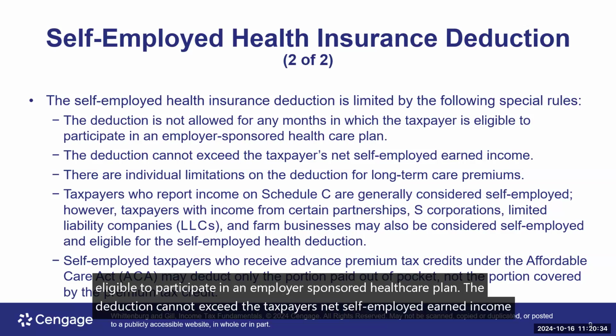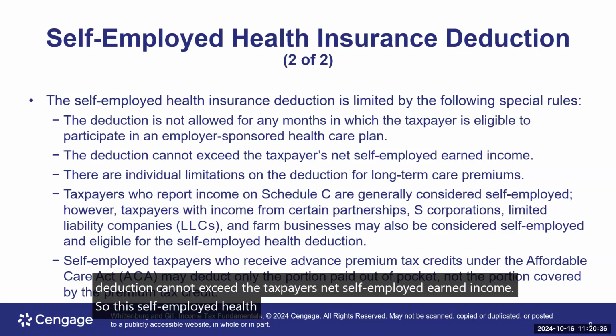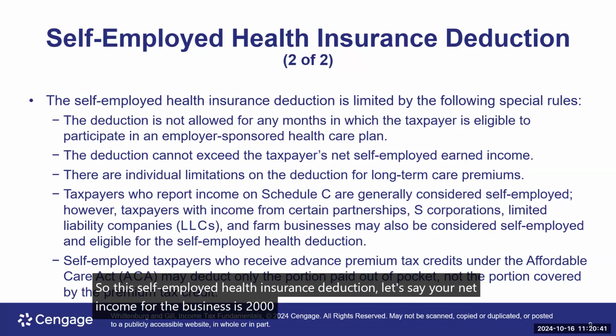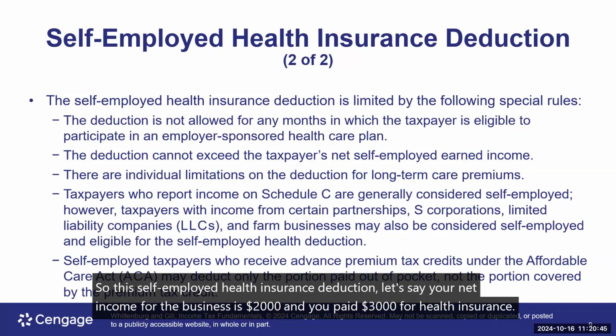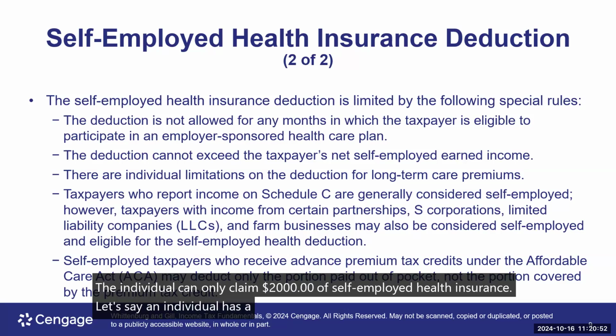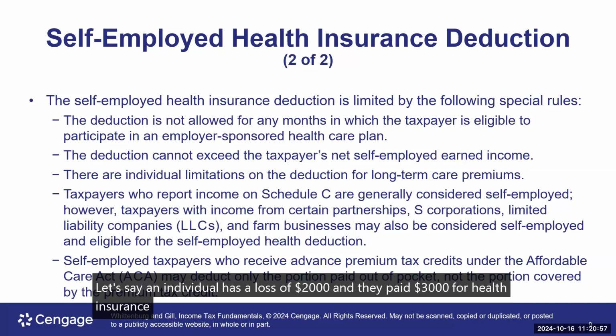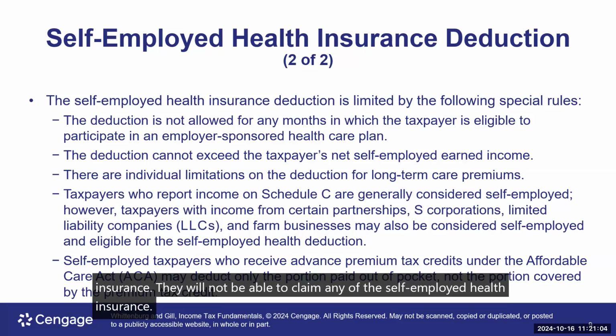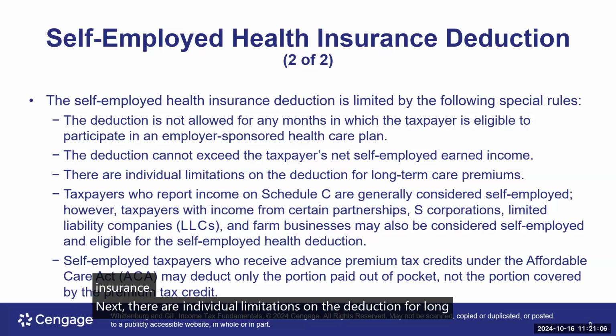For this self-employed health insurance deduction, let's say your net income for the business is $2,000 and you paid $3,000 for health insurance. The individual can only claim $2,000 of self-employed health insurance. Let's say an individual has a loss of $2,000 and they paid $3,000 for health insurance. They will not be able to claim any of the self-employed health insurance. Next, there are individual limitations on the deduction for long-term care premiums.